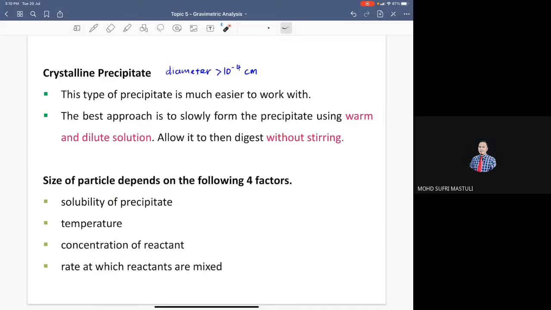So the size of particle depends on the following four factors. First is the solubility of the precipitate, the temperature, the concentration of the reactant, and the rate at which reactants mix. Four factors will affect the size of particle. As I mentioned, the size of particle can be ion, colloid, or crystalline. So it depends on the solubility of the precipitate, the temperature, the concentration of the reactant, and the rate at which reactants mix.